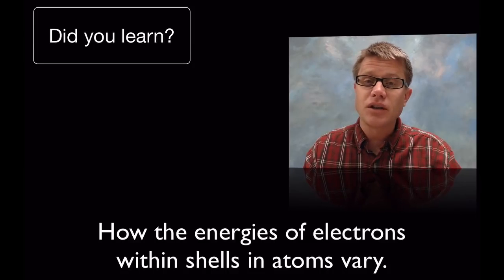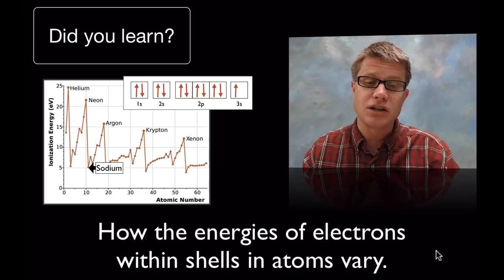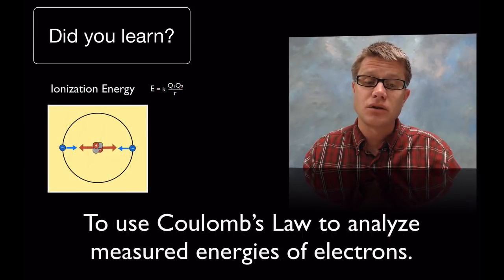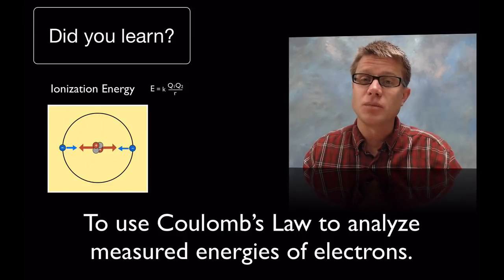And so what you should have learned is how the energies of electrons vary within shells of atoms. I could point you to this ionization energy chart, and as we walk through that, that should help. And then the other thing you should have learned is that we could use Coulomb's law to analyze measured energies of electrons. And that works great, but it doesn't explain orbitals, and so we have to modify our theory a little bit, and I hope that was helpful.